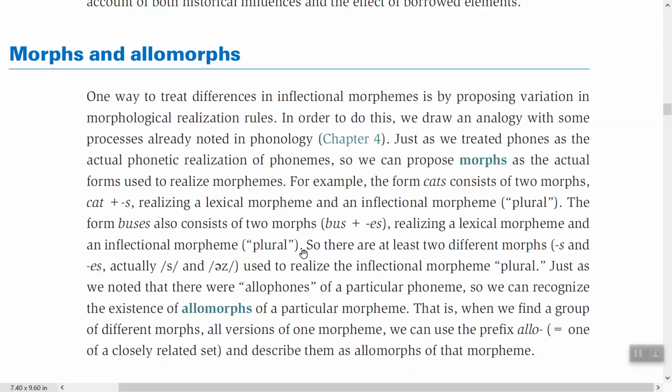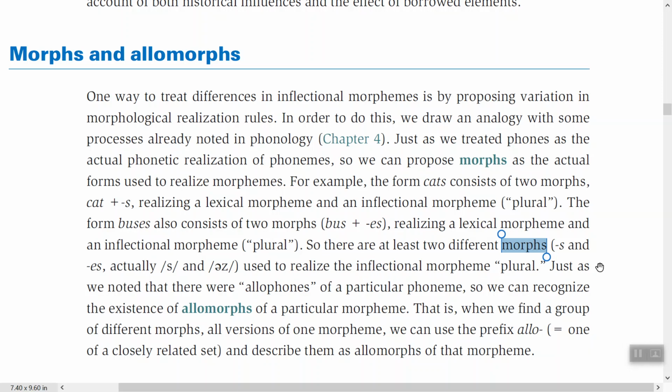Plural is es. So there are at least two different morphs, s and es, as in cats and passes. It is the same plural, but two different morphs used to realize the inflectional morpheme plural.